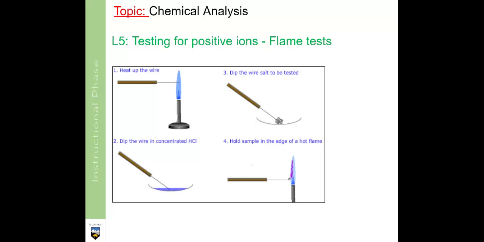So that takes us to lesson 5, where we looked at how to test for positive ions using a flame test. Now, this was relatively quite straightforward. There are 4 steps. Firstly, you heat the wire. Remember, we've got our nichrome loop wire. We heat it to check if it's contaminated. If the flame colour changes, we know that it's contaminated. We dip it in acid to clean it. We then dip the wire into the compound being tested, the ionic solid that we're testing. We then hold the sample in a blue flame in the Bunsen burner and we observe a colour change.